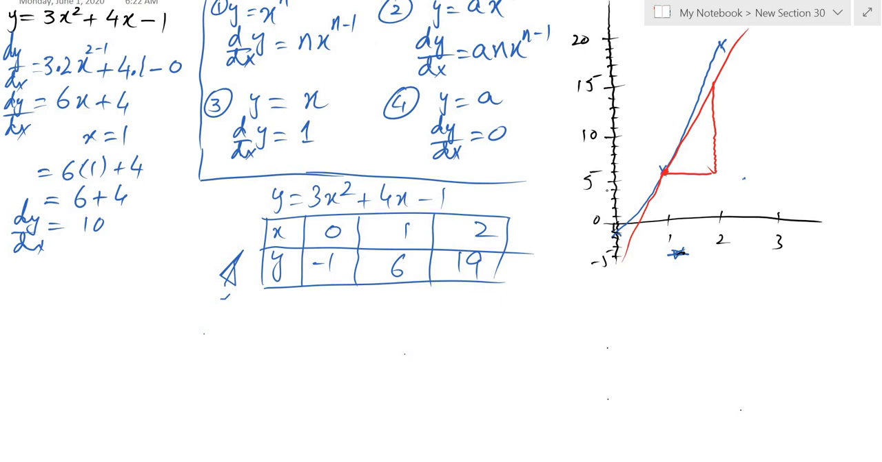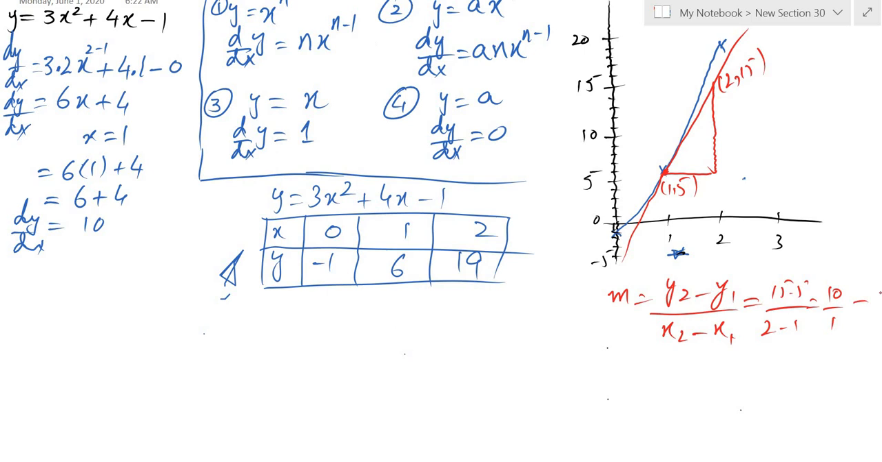Okay, now what is y2 here? y2 is 15 and y1 is 5. We know that the formula of gradient is y2 minus y1 over x2 minus x1. So this point is 1 and 5, the value of x is 1 and y is 5. This point is 2 and 15. So y2 minus y1 means 15 minus 5, and x2 minus x1 means 2 minus 1. So this is 10 over 1, 10.